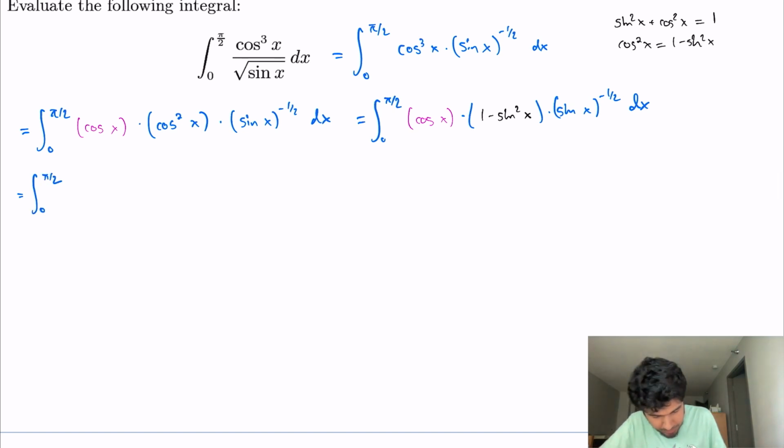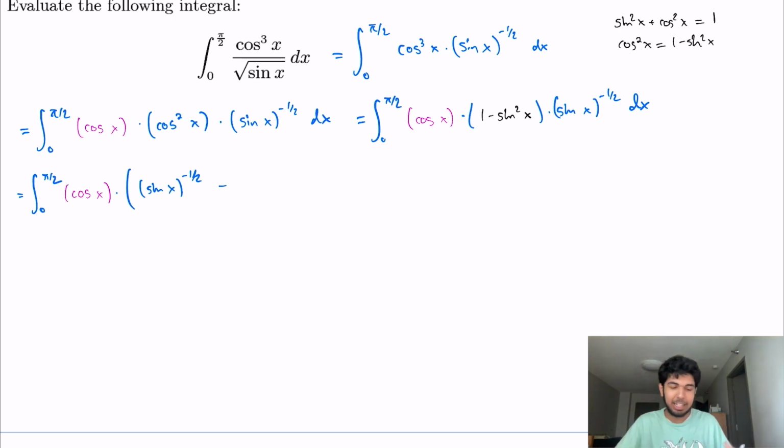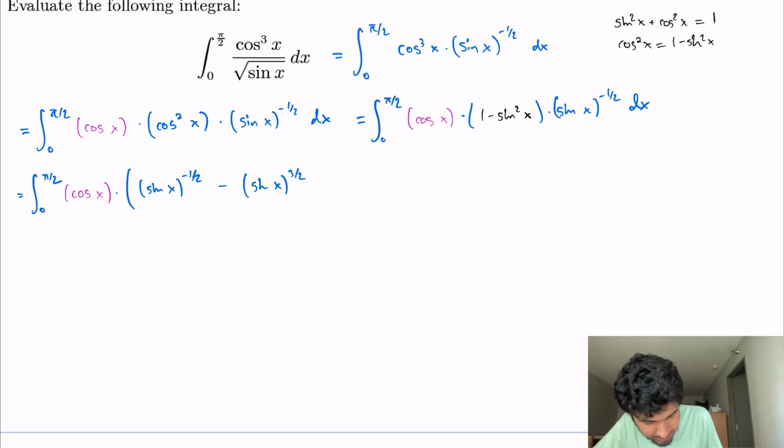and we'll get the integral from 0 to pi over 2 of cosine of x times, let's see, sine of x to the negative 1/2 power times 1 is still sine of x to the negative 1/2. And then we're subtracting sine of x to the negative 1/2 power times sine of x squared. Same base, the powers will add. So 2 plus negative 1/2 is 3/2. So this will be sine of x to the 3/2 power dx.